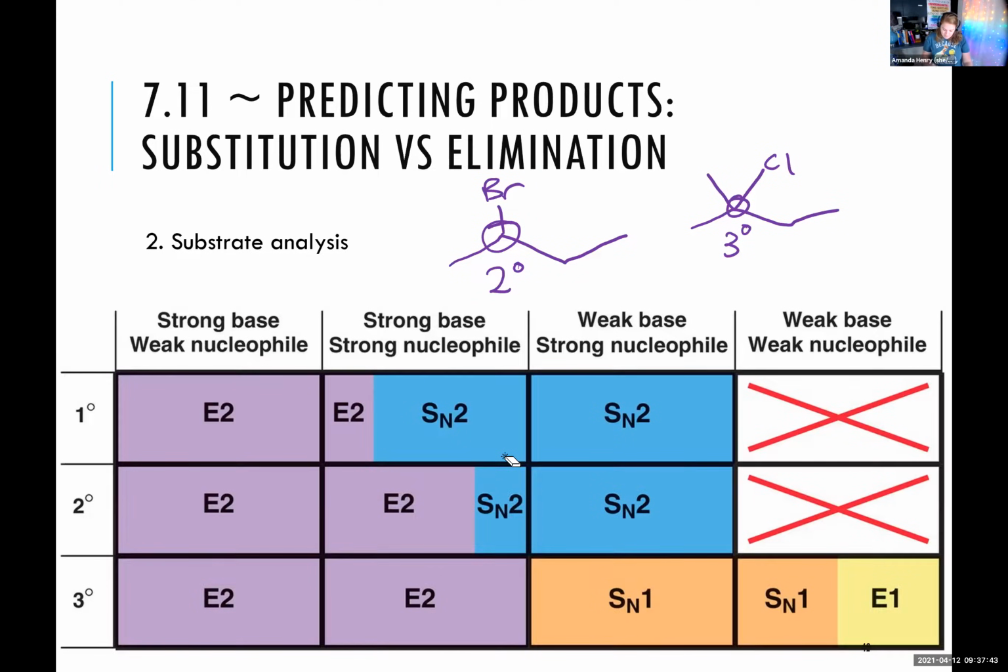When we have a primary, so if we're looking at this box right here, when we have a primary alpha carbon, because it has low steric hindrance, our Sn2 will be our major product. So that's what this means. Because the Sn2 is taking up more of the box, that means that the Sn2 would be the major and the E2 would be the minor. We can force this E2 to be the major if we use a bulky base. So something like tert butoxide.